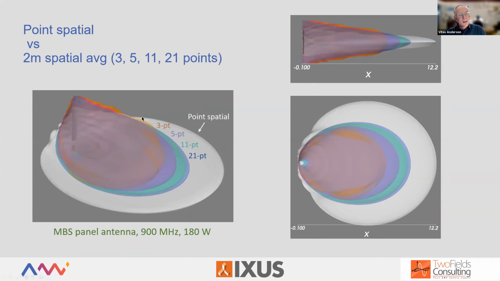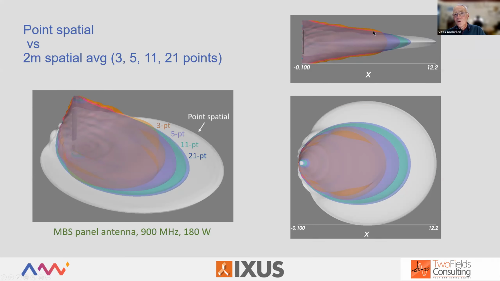Okay, so this slide is a bit of a rehash of the slide I showed you earlier with the base station antenna. But in this case, I've added a few more different compliance schemes over the 2 meters. The orange one is the 3-point 2 meter averaging scheme. The purple one is the 5-point, the green one 11-point, and this blue one is 21 points. If you have a look at it in side view in this top right-hand panel, you'll see a kind of trend.